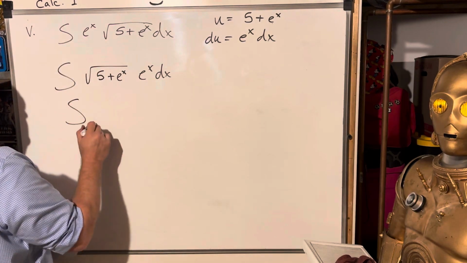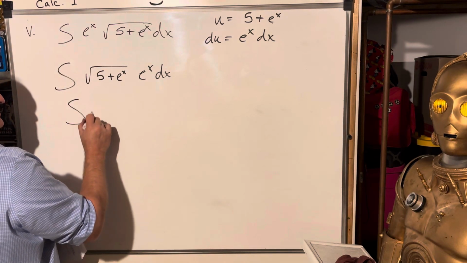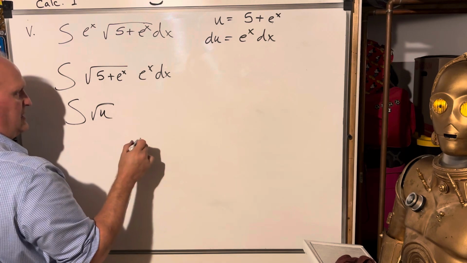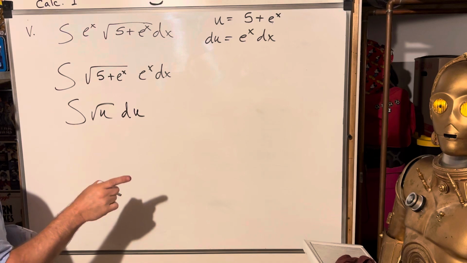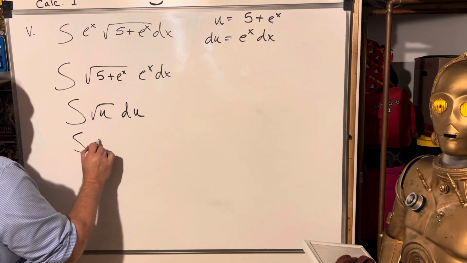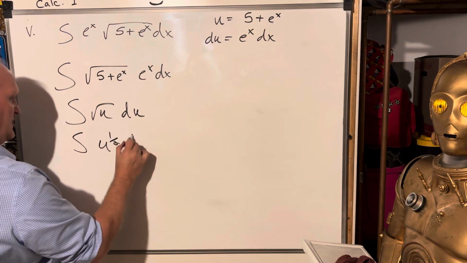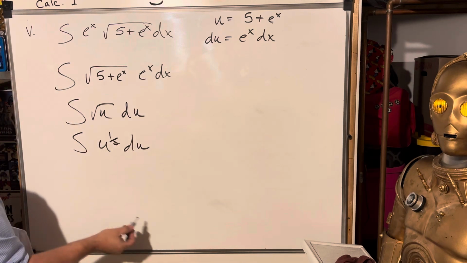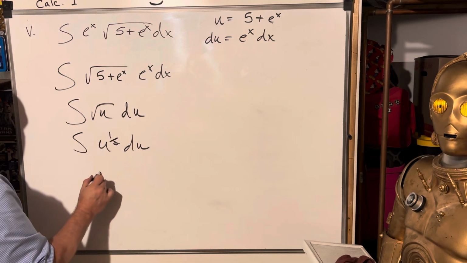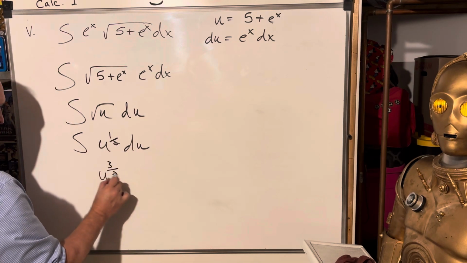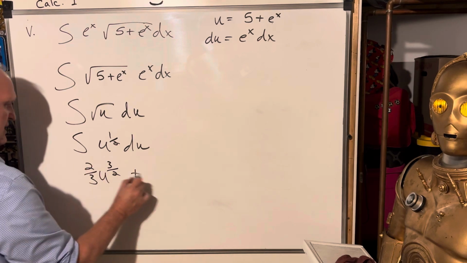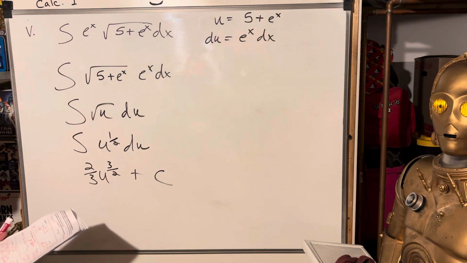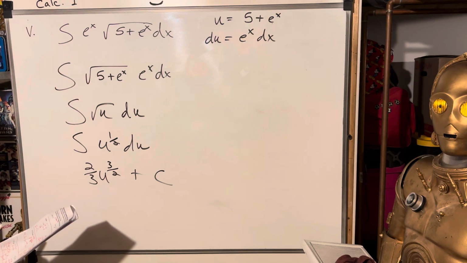And so now we can replace this with u, and we can replace this with du, and now let's make that to the 1/2 power. I should have done that in one step, sorry. And now do the antiderivative, so add 1, so that's u to the 3/2, and then times 2/3, plus c.